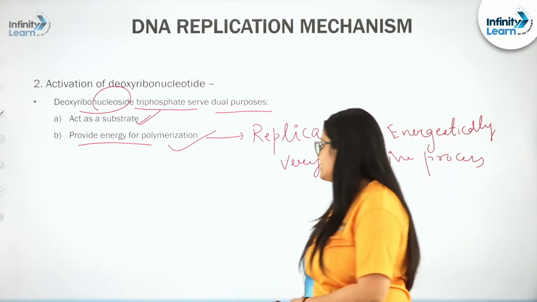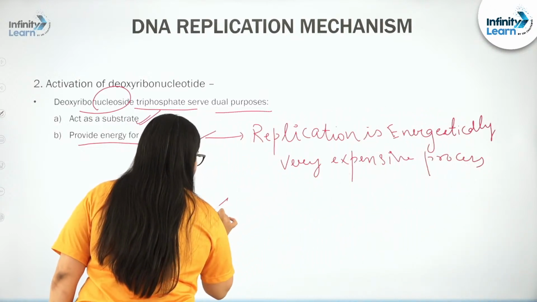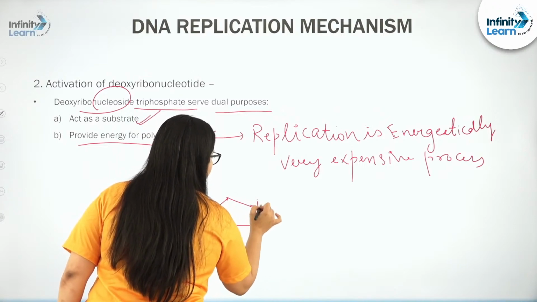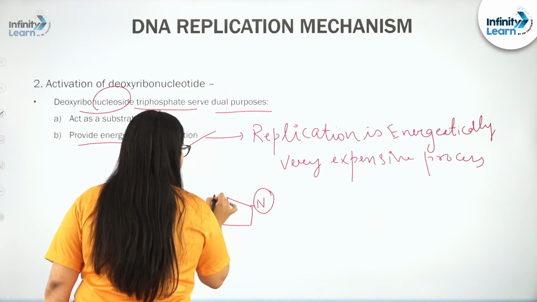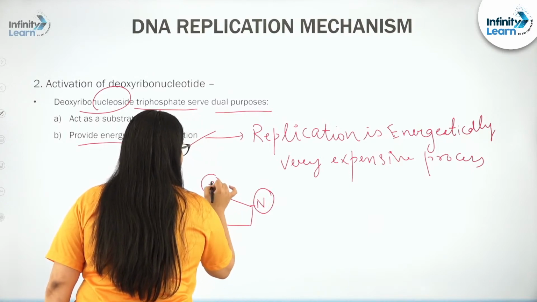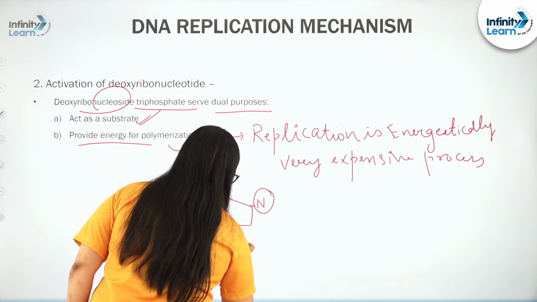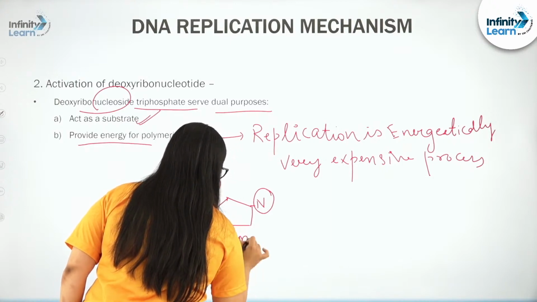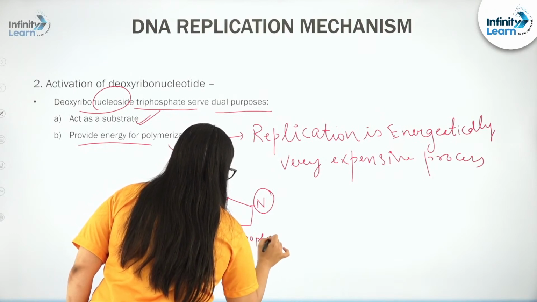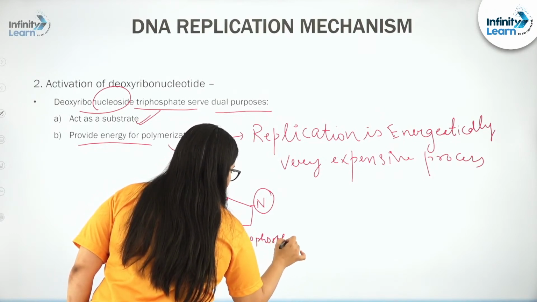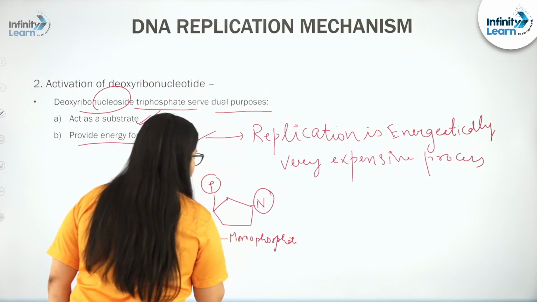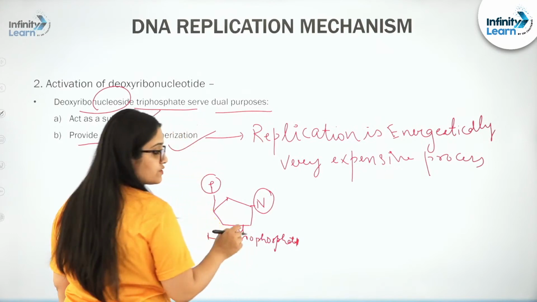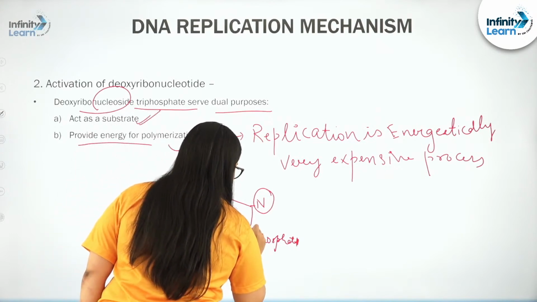Yes. So see students, try to understand this very simple representation. This is what I am trying to make. What is this? This is a monophosphate from here to here, monophosphate. Which monophosphate is this? This is deoxyribonucleoside monophosphate.